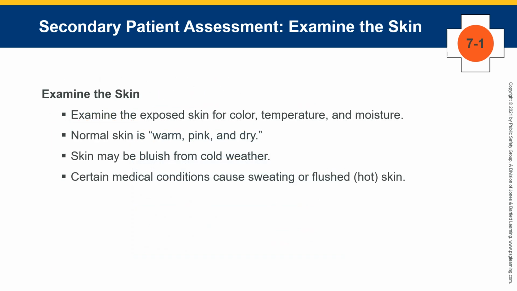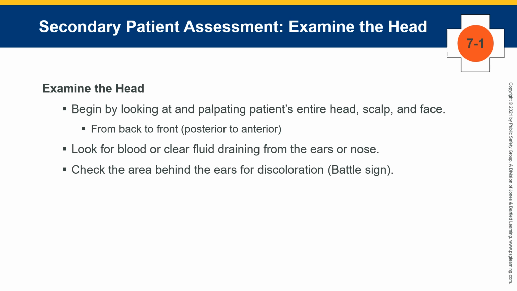Now we're going to begin by just taking a look at the skin. The exposed skin and looking for color, temperature, and moisture gives us an idea of perfusion. If that patient is pale, if their skin feels cool, if they appear a little clammy with some diaphoresis or sweating, that patient may be a little bit more critical than the patient whose skin looks very perfused and it's warm and it's dry. We always have to account for things like weather when we're assessing this, but it's a great place to start.